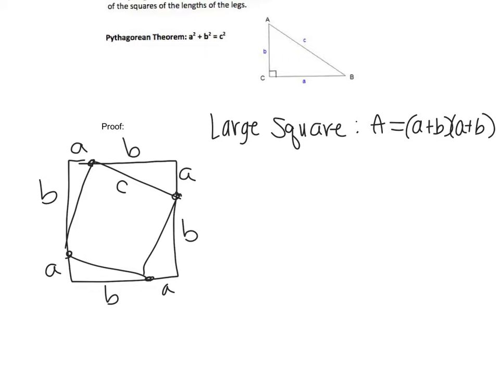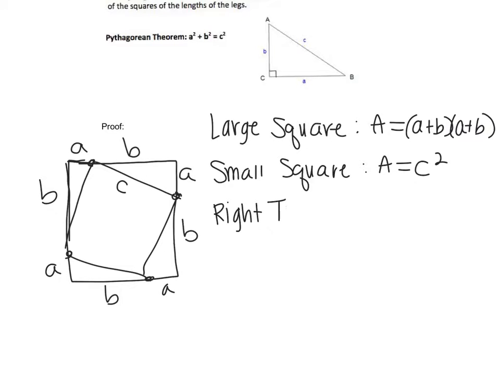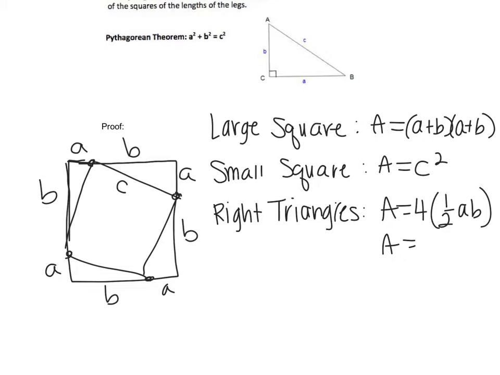We also have our small square, whose area is just c squared, since c times c is c squared. And then we also have these right triangles as well, because the square has all right angles. There are 4 of them. So we have 4 right triangles, and the area is 1/2 base times height, where the base is b and the height is a. So it's 1/2 ab, and there are 4 of them, which ends up giving us 4 times 1/2 is 2. So we end up with 2ab.